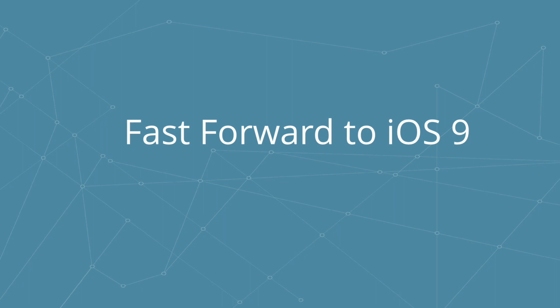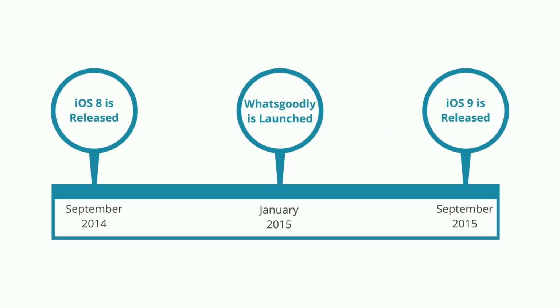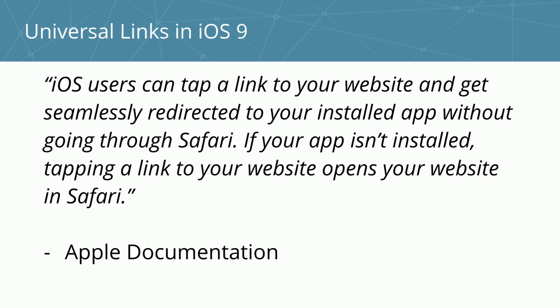As we were building this, iOS 9 came out. We launched What's Goodly in January, and as we're trying to build this sharing functionality, iOS 9 releases these things called universal links. Right? I'm sure most of you are familiar with them, but according to documentation, iOS users can tap a link to your website and get seamlessly redirected to your installed app without going through Safari. If your app isn't installed, tapping a link to your website opens your website in Safari.